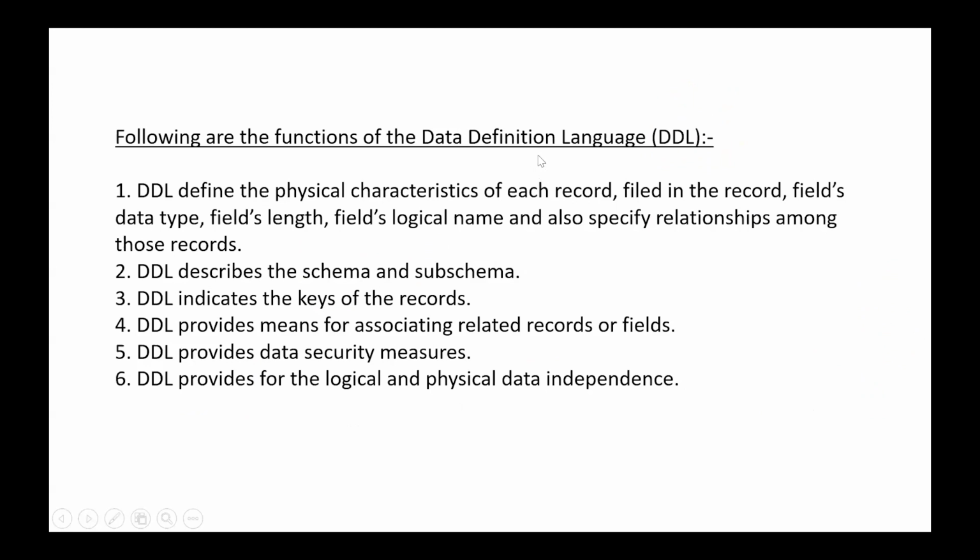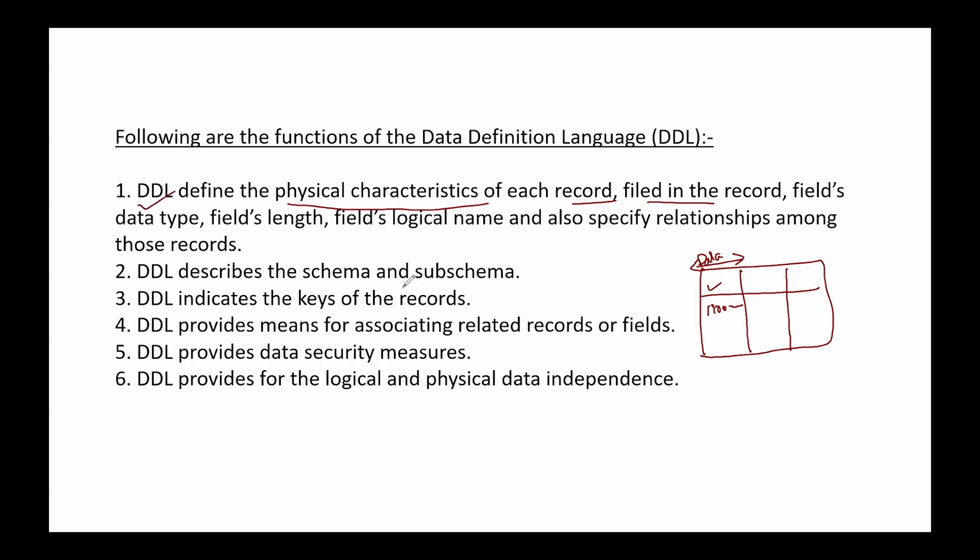So what are the functions of the data definition language? DDL defines the physical characteristics of each record, each field in the record, the field's data type, length, the field's logical name, and also specifies the relations among those records. What is the meaning of this? Suppose I am creating a table. What is going to be the name of the table? What is going to be the name of the attribute? What is going to be the data type of the attribute? What is the length of the data type? For example, if it is a number, can I enter only 2 digits or can I enter 10 digits? All these things are defined by the data definition language, right?